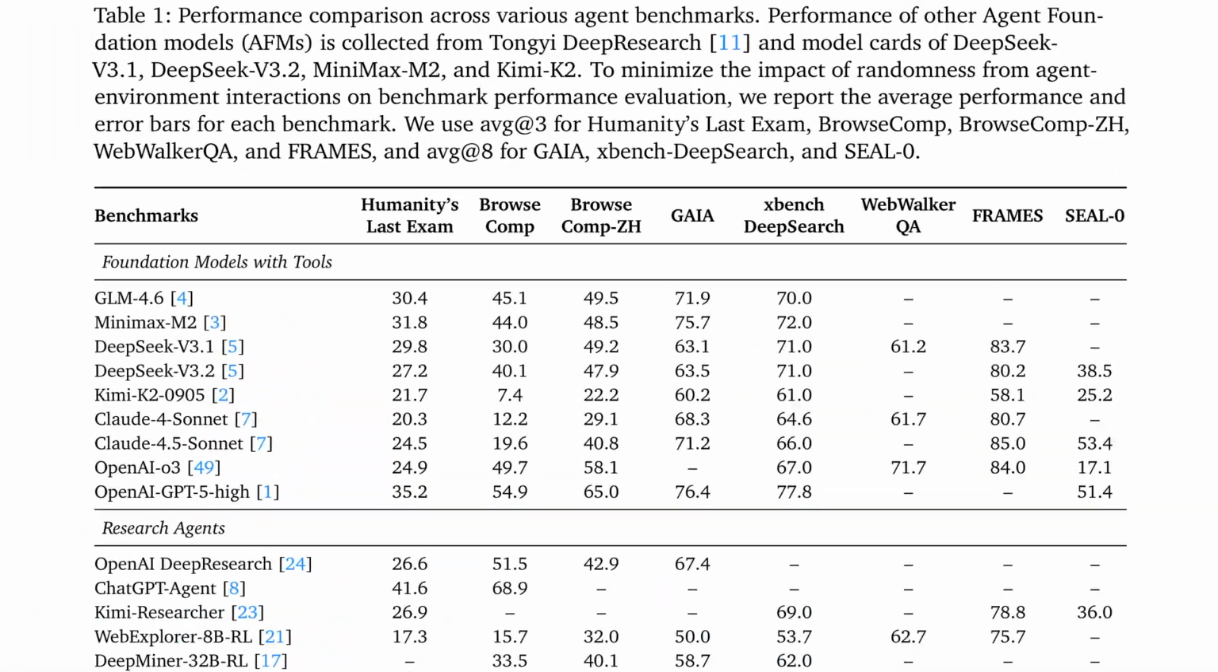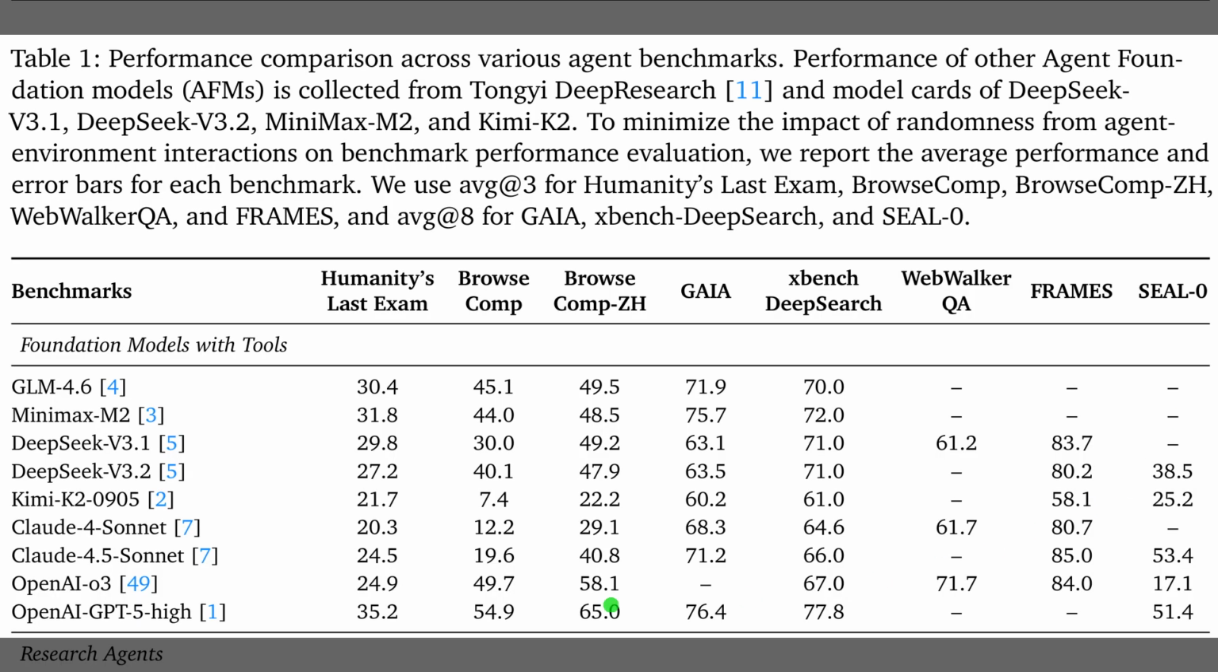Table 1 spells out how different tool-using foundation models stack up across the same research benchmarks, so it grounds the earlier charts in raw numbers. The table lists commercial systems like OpenAI GPT-5 High beside other strong baselines, and reports their accuracy on each benchmark. These scores show that the best closed models still lead on tough tasks, such as Humanity's Last Exam, GAIA, and WebWalkerQA, which sets a very high bar for an open research agent to approach.